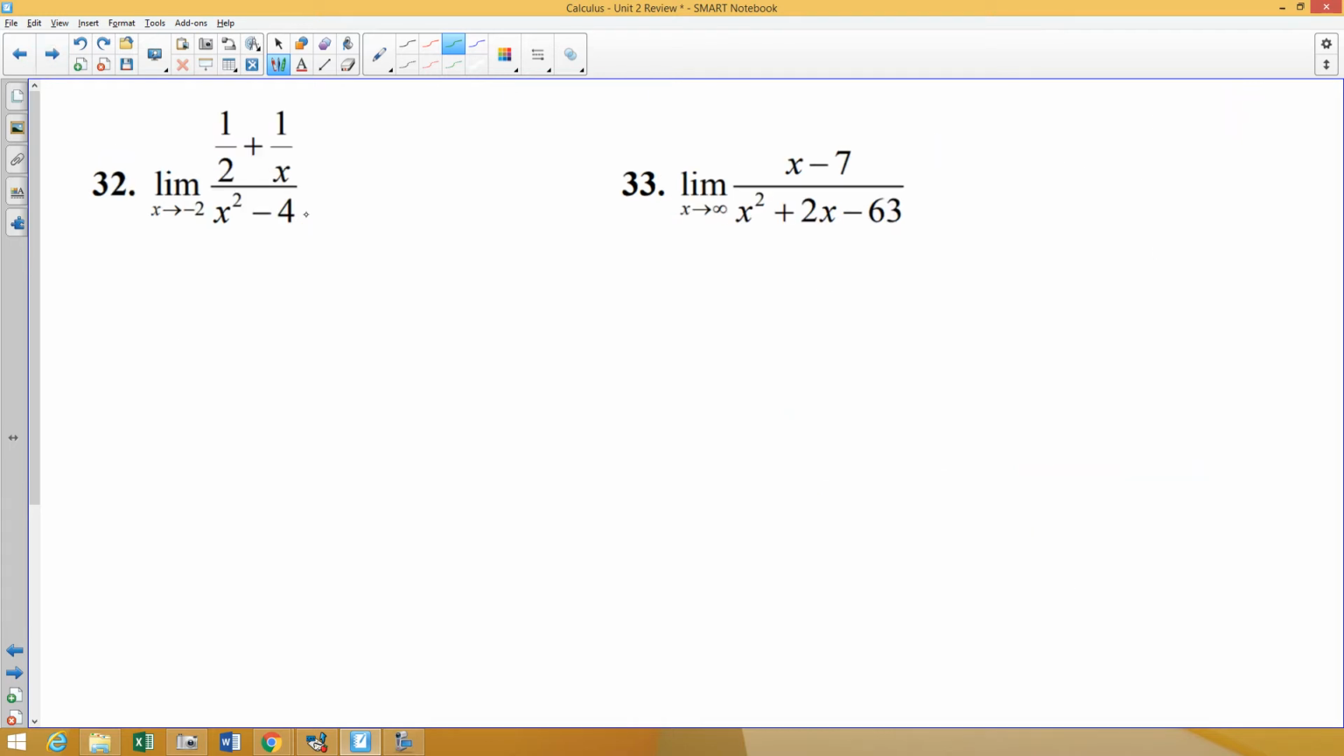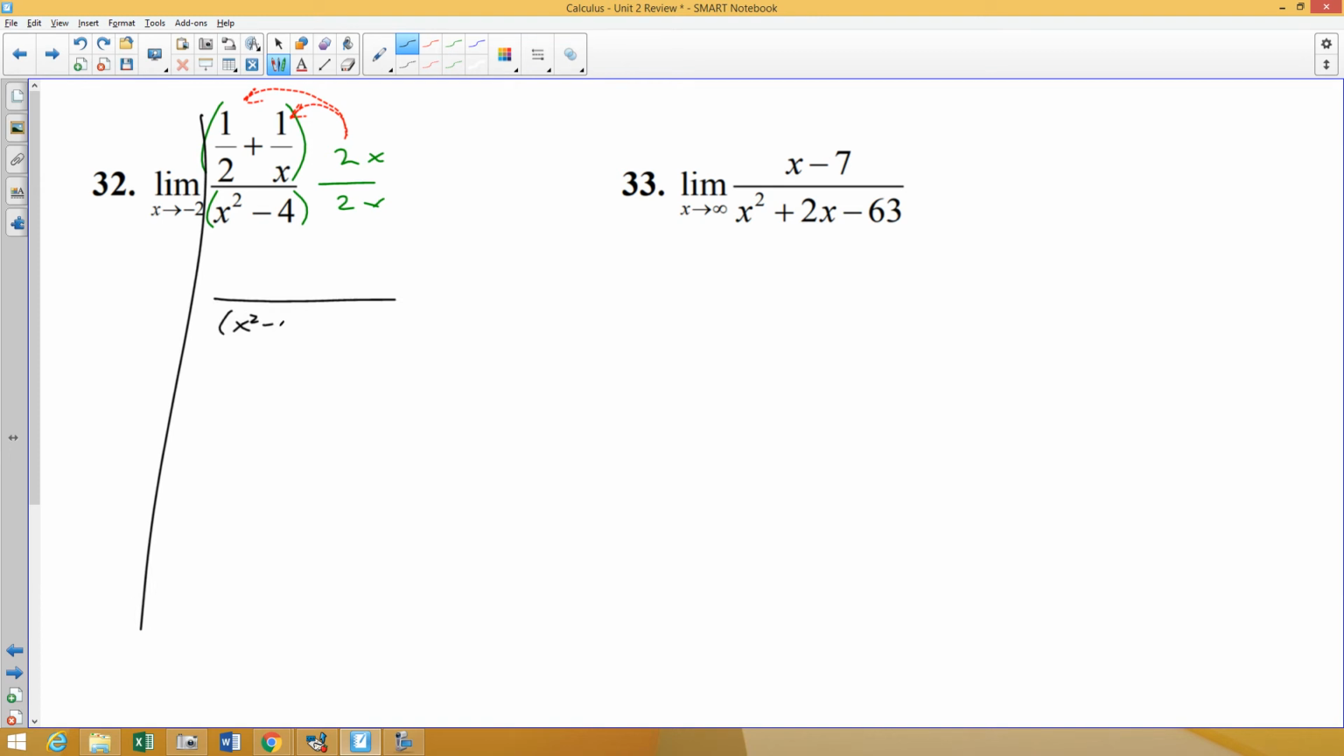All right, moving on, 32. Again, if I plug in negative 2, always plug in your value first. You will get 0 divided by 0, which means we need to work towards canceling something. And if I ever have fractions inside a fraction, which is what I have here, I'm going to look at the 2 smaller fractions, 1/2 and 1 over x, and I'll find the common denominator, which in this case is 2x. And then I will take that 2x, and I'm going to distribute it only through the 2 little fractions. I am not going to distribute a 2x through the denominator. I'm going to leave it as the quantity x squared minus 4 times 2x.